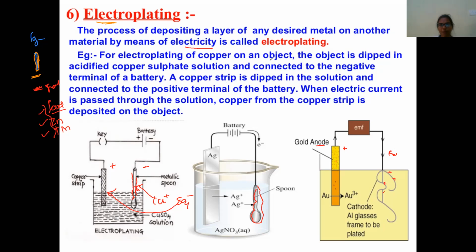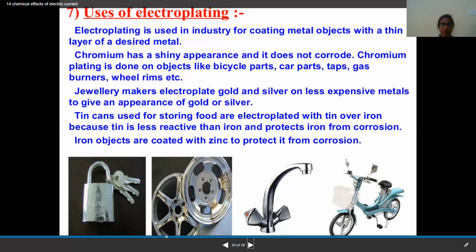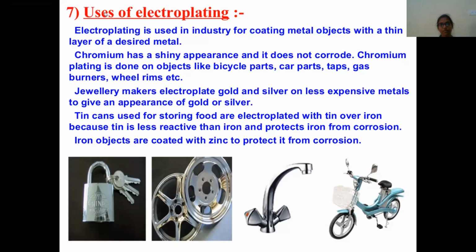So for electroplating copper, the object is dipped in acidified copper sulfate solution and connected to the negative terminal of the battery. A copper strip is dipped in the solution and connected to the positive terminal of the battery. When electric current is passed through the solution, copper from the copper strip is deposited on the object. You can see the figure and understand this clearly. I hope this is clear. So far we understood what electroplating is, how to do it, and its applications.